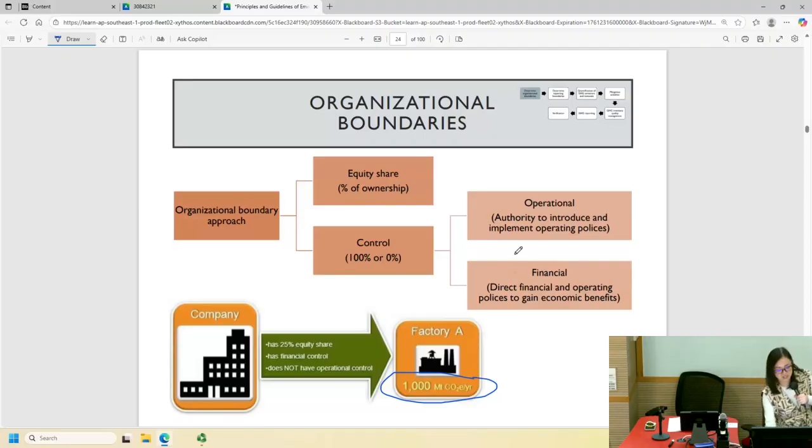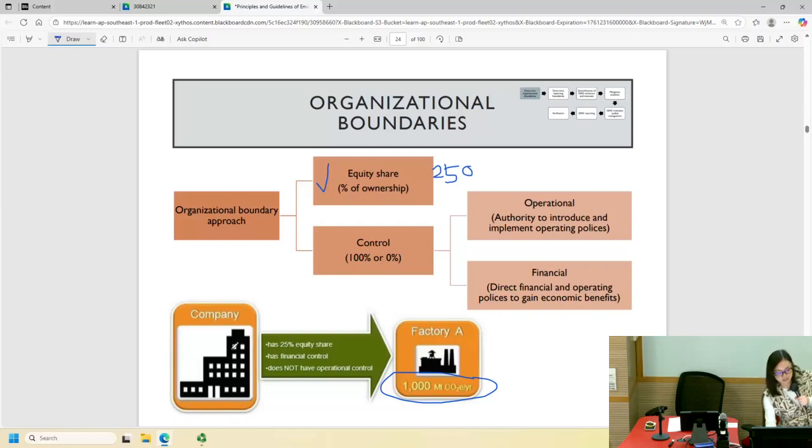Let's say it used equity share. If this company used equity share to define the organizational boundary for all facilities, then for this factory, because it owns 25%, it will be responsible for 25% of the emissions from factory A. So that is 250 megaton of carbon dioxide equivalent, if it is using the equity share approach.